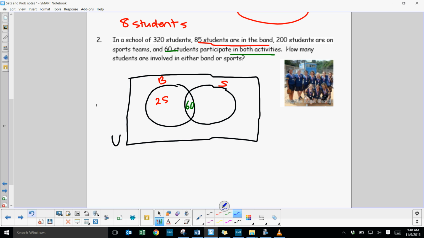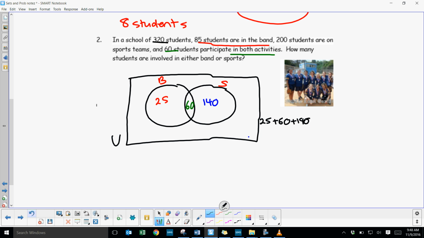200 in total are on sports teams. 60 are on both, so 200 minus 60 is 140 on sports teams only. And again, we've got to work out, is there anything on the outside here? So work out your total and see if that adds up to 320 first of all. 25 plus 60 plus 140. Let's see, what does that add up to? 140 plus 60 is 200, 200 plus 25 is 225. So no, that doesn't add up to 320. So the outside part will be 320.